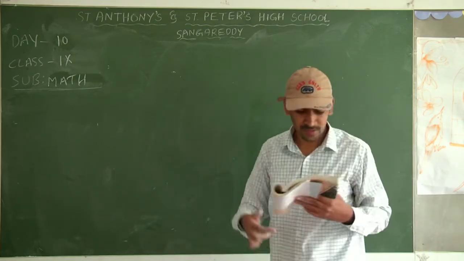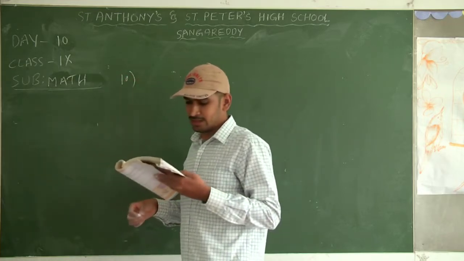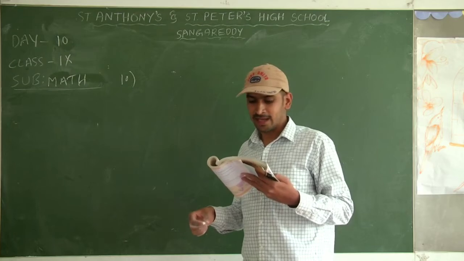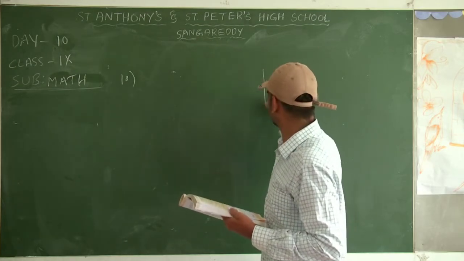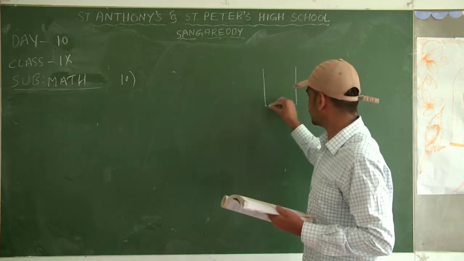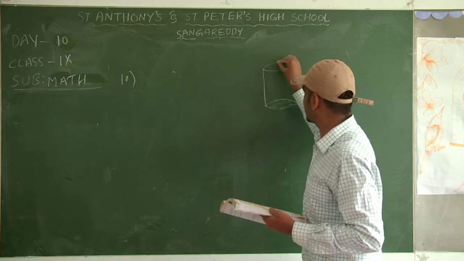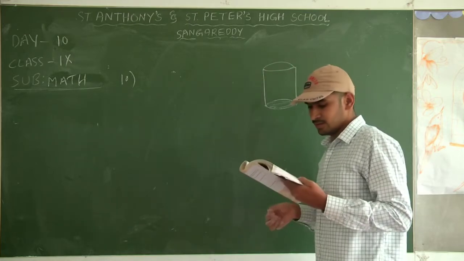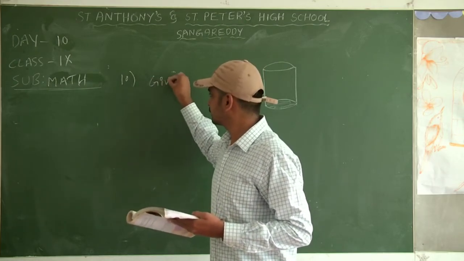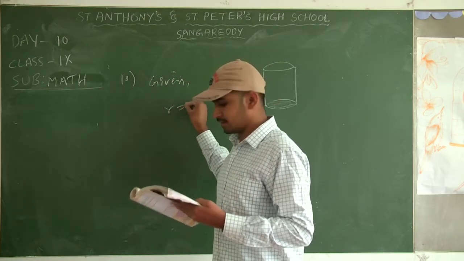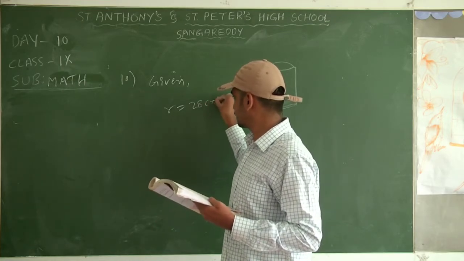So what is question number 10? Step 1. A one-side open cylindrical drum has an inner radius of 28 centimeters. One drum is there. So the drum side is open, and the inner radius is given. Radius R equals 28 centimeters.